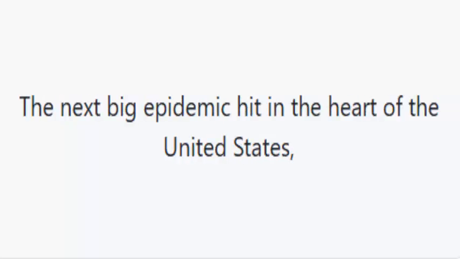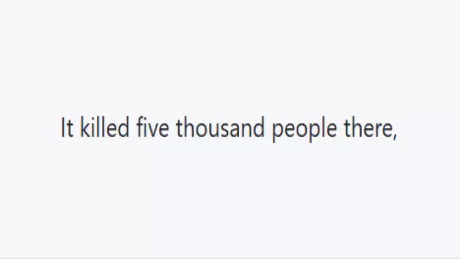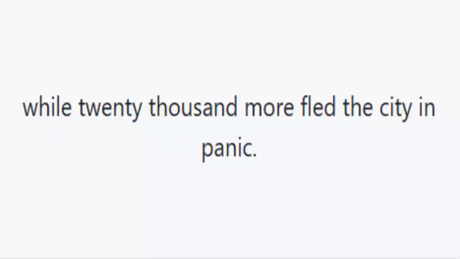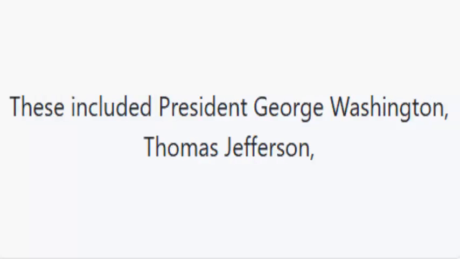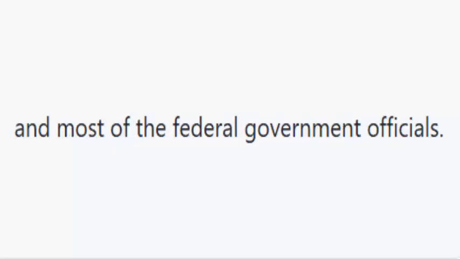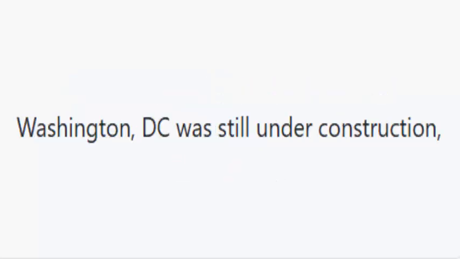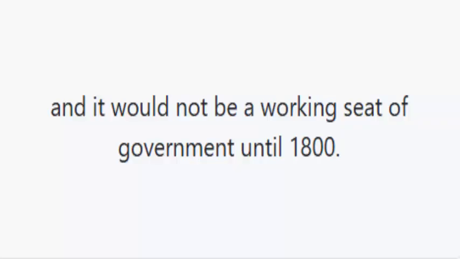The next big epidemic hit in the heart of the United States, in Philadelphia, Pennsylvania in 1793. It killed 5,000 people there, while 20,000 more fled the city in panic. These included President George Washington, Thomas Jefferson, Alexander Hamilton, Dolly Madison, and most of the federal government officials, because you might remember that Philadelphia was the capital of the United States then. Washington, D.C. was still under construction, and it would not be a working seat of government until 1800.